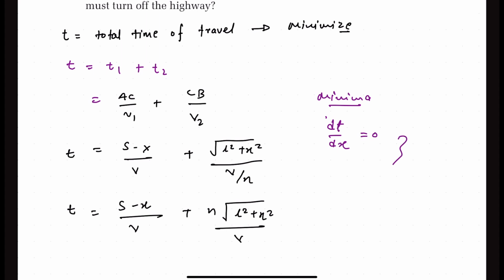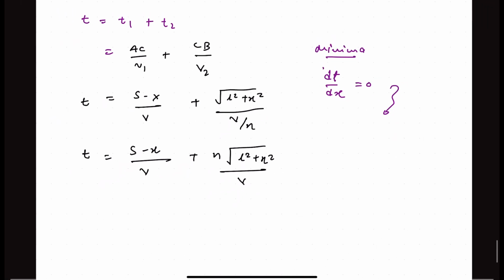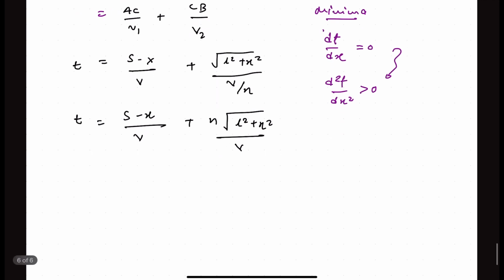Then I will get a few roots for X. Some of them will be maxima, some of them will be minima. To identify the minima, we can double differentiate it, and if the result is greater than 0, then that root is a minimum. Alright, so let's start our process of calculation.